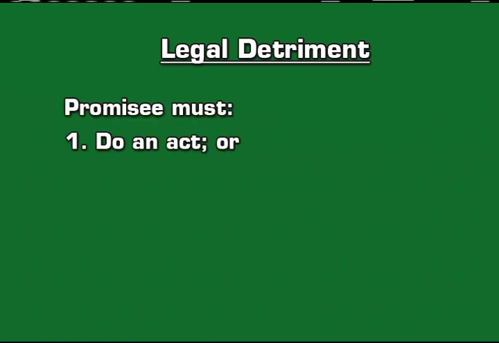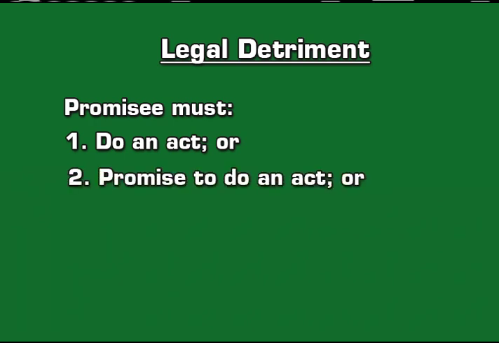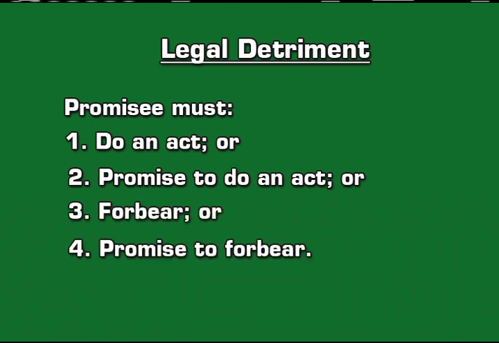Now, when we are talking about the legal detriment aspect of consideration, what we're referring to is the promisee giving or doing one of the following. The promisee must either, one, do an act, or the promisee must promise to do an act, or the promisee must forbear from doing an act, or there must be a promise to forbear. Those are your four aspects of the legal detriment side of consideration. You must find one of the following four for you to find consideration.